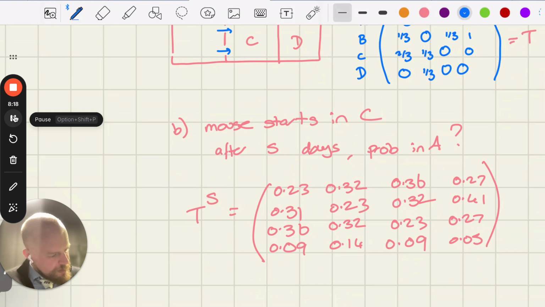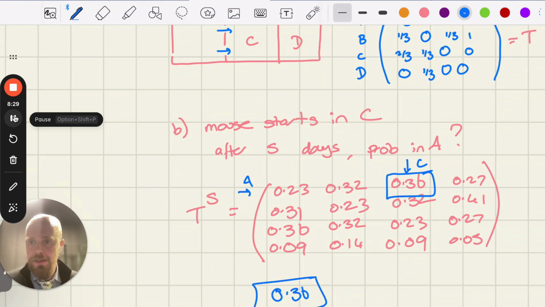We start in C, so that means we start here. After 5 days, what's the probability of being in A? So that's from C to A. So that's this probability here. The answer is 0.36. I hope that's been helpful. The next video will be on steady state matrices, which follows on from this lesson.